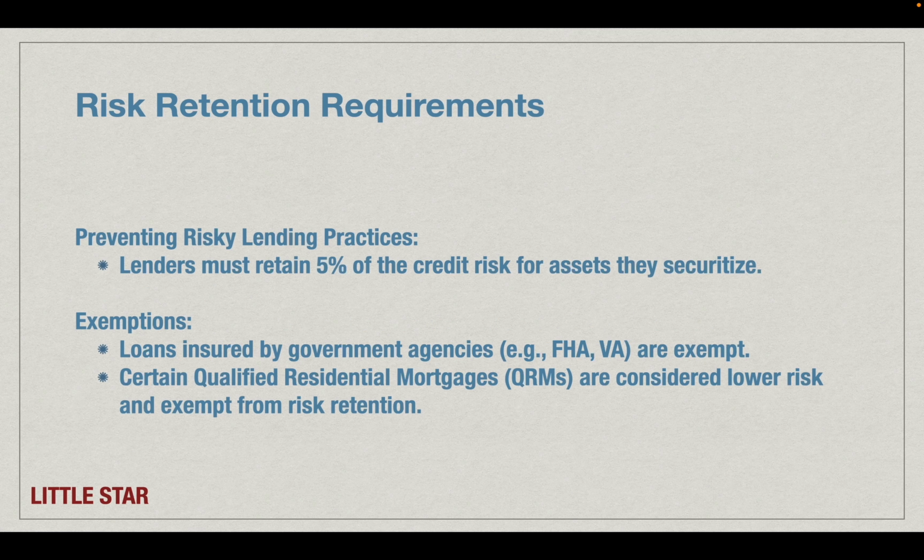Dodd-Frank also requires lenders to keep at least 5% of the credit risk when they securitize loans. This helps reduce risky lending practices. However, loans that are insured by government agencies, like FHA or VA loans, are exempt from this requirement. Also, certain qualified residential mortgages, QRMs, which are considered lower-risk loans, are also exempt.